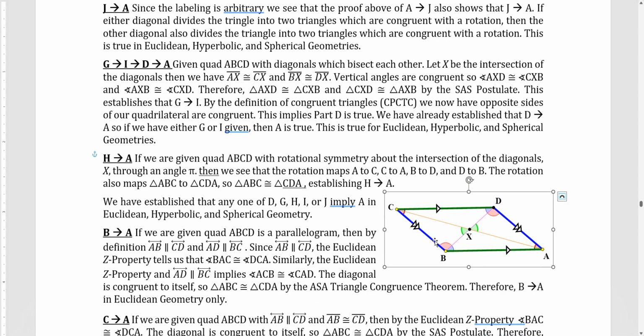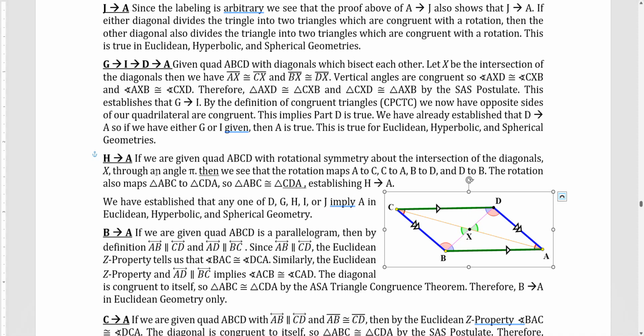All right, what about this next one? What about H? What was condition H? It says we're given a quadrilateral with rotational symmetry about the intersection of the diagonals through an angle of pi. We see the rotation maps A to C. So rotation is going to do what? It's going to map A to C, C to A, D to B, and B to D.